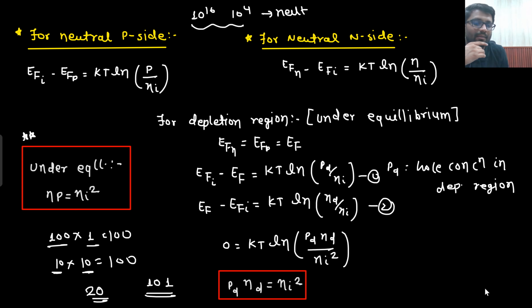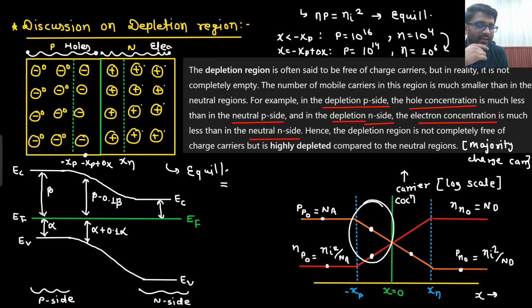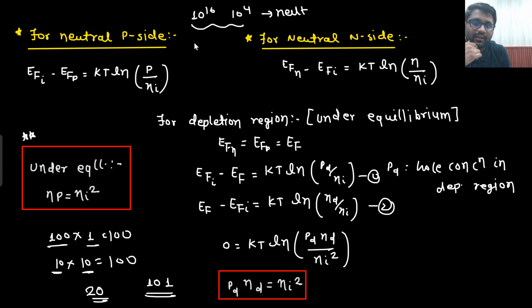right? But here what really happened? Here, 10 to the power 14 and 10 to the power 6. So here the charge carriers were 10 to the power 16 plus 10 to the power 4, which was nearly equal to 10 to the power 16 only. And here what is the total charge carrier? 10 to the power 14 plus 10 to the power 6, which is nearly equal to 10 to the power 14 only. And 10 to the power 14 is nowhere compared to 10 to the power 16.